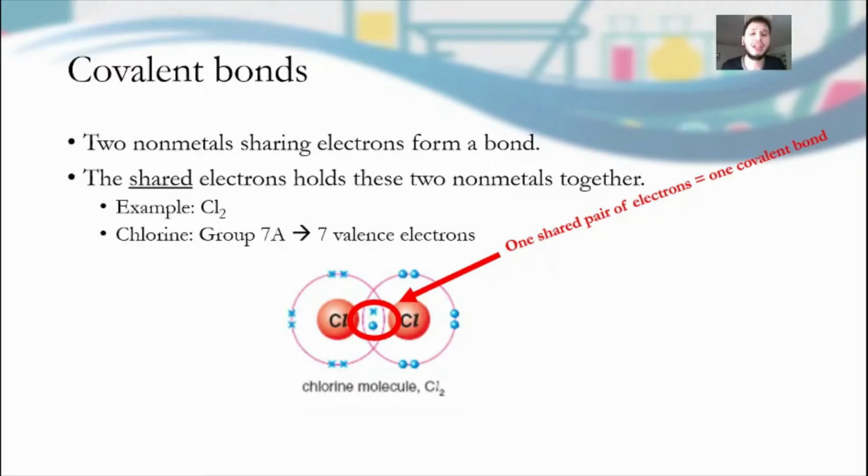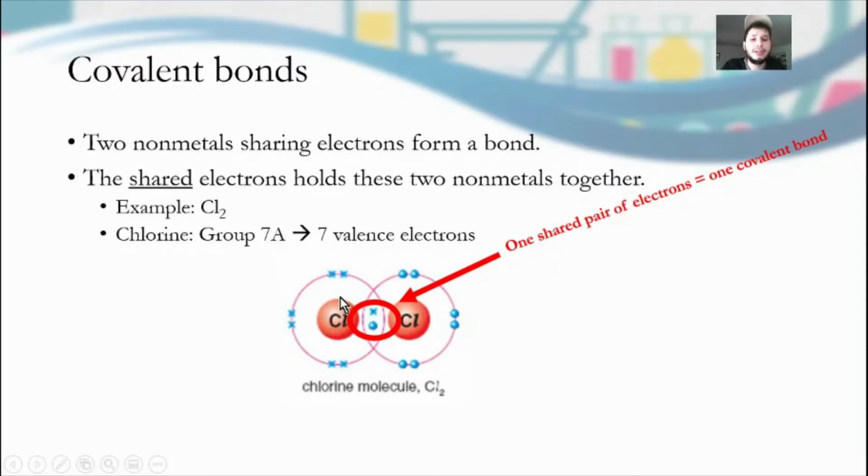Remember that a covalent bond is formed when I have two nonmetals sharing electrons. And remember that the nonmetals are found on the right-hand side of the periodic table. The shared electrons hold these two nonmetals together. And I have an example here at the bottom. So I have chlorine gas. Chlorine gas is Cl2. The element chlorine is found in group 7A, to the very right-hand side of the periodic table. Since it's in group 7A, remember this 7 means that it has 7 valence electrons.